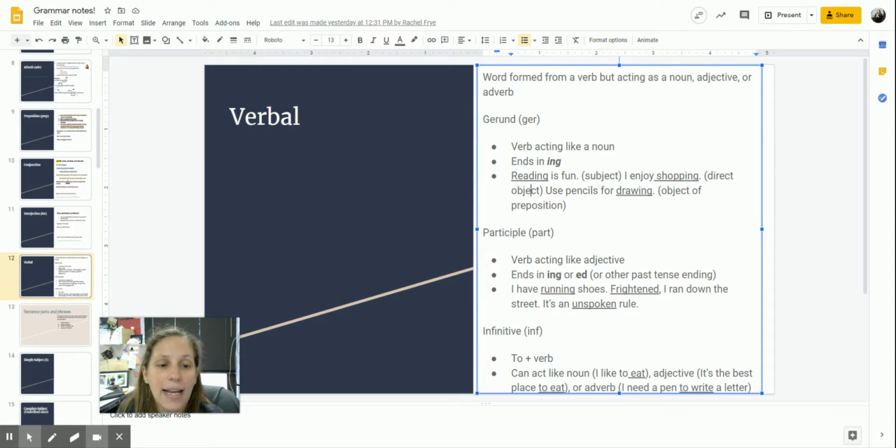A participle is a verb that acts like an adjective. It ends in ing or ed or any other kind of past tense ending if you have one of the more irregular verbs. Like I have running shoes. Running here is telling me more about shoes. It's not an action, right? The action here actually is have. Okay, that's the verb. So running is just telling me more about what kind of shoes they are. So that means that running here is a participle, not a gerund. Okay, because it's not a noun.